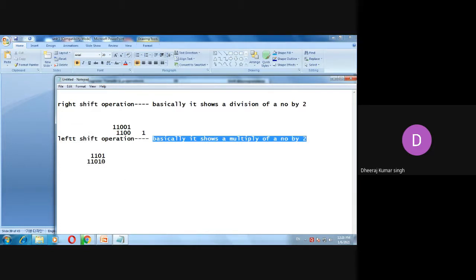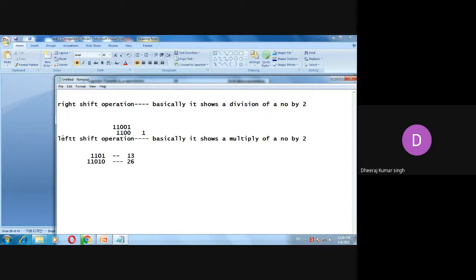Check what this number is. This is 13. But after the shift, this number is 26. Check it: 101 is 1 multiplied by 2 to the power 1, then 2 to the power 2, 2 to the power 3, 2 to the power 4, which is 16 plus 8 plus 2, that is 26.